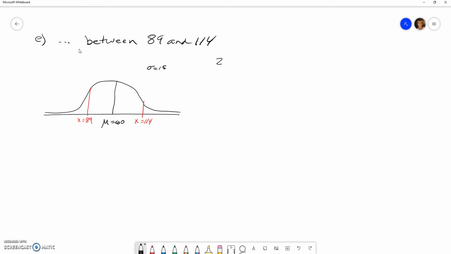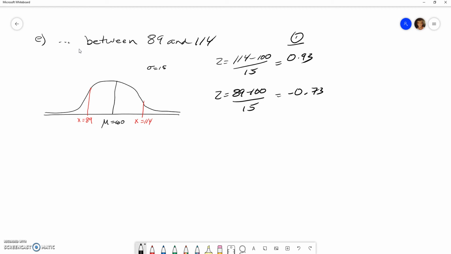So let's calculate a z value for 114. That works out to be 0.93. So a z for 89, remember we have to calculate a z for each x value we have. This is going to be negative 0.73. We will never add or subtract z values together, but what we can do, given this is step 1, is finding a z value. Step 2 is finding an area for those 2 z values.